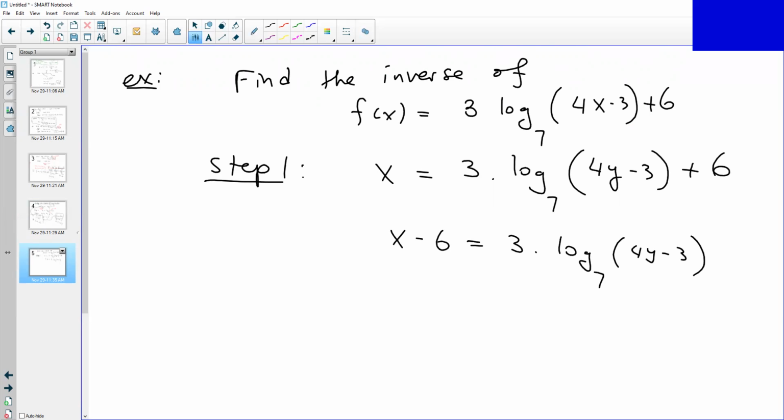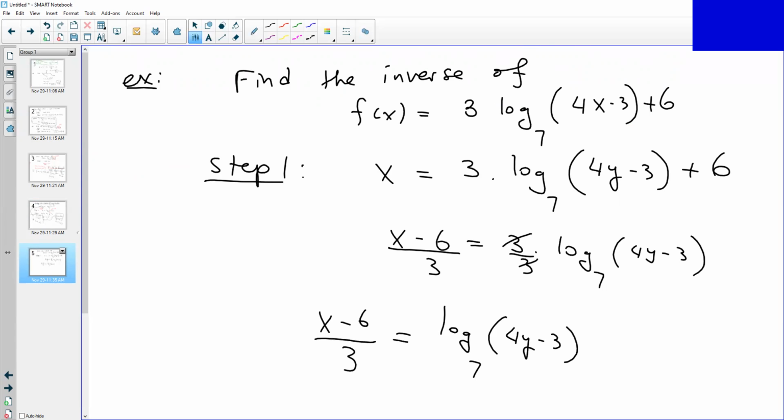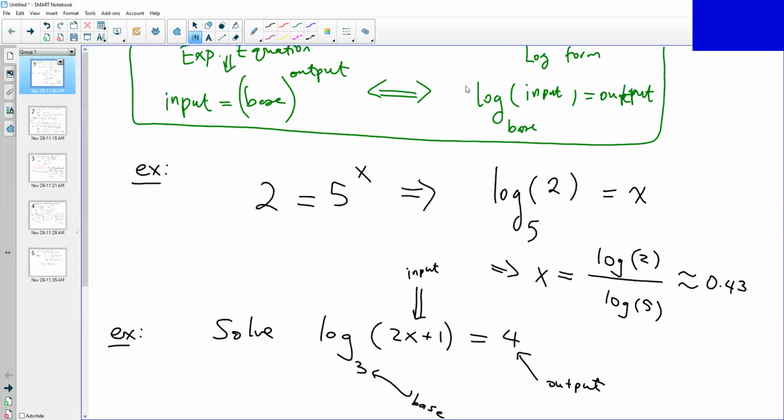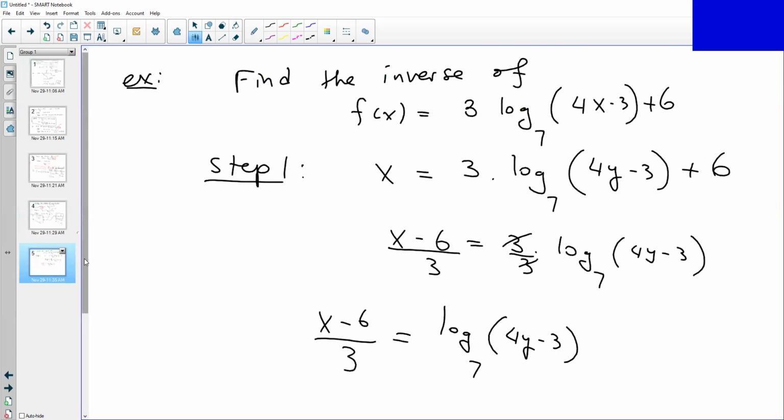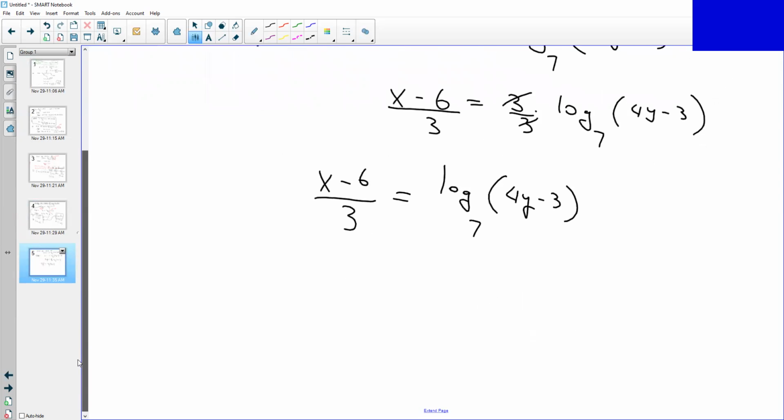And then now I need to get rid of 3, so I'm just going to divide both sides by 3. This cancels out. Then I have x minus 6 divided by 3 equal log base 7 of 4y minus 3. Now it's isolated. Now we're ready to convert it to an exponential form, which is this again. So I have these 3 numbers, and I'm going to write it like this. I'm going to say input equal base to the output. Okay, let's do that right now.